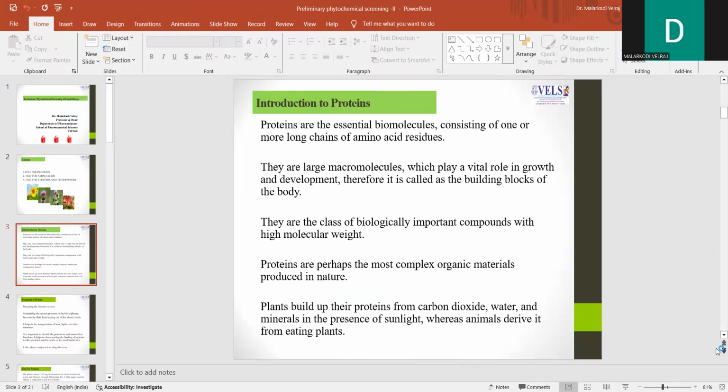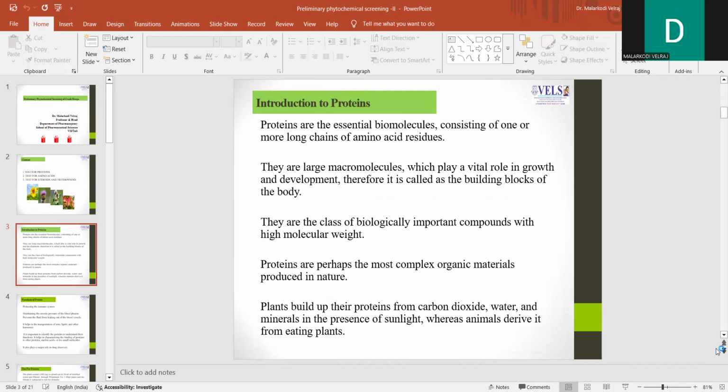First, going into depth, we know what proteins are. Proteins are essential biomolecules consisting of one or more long chains of amino acid residues. They are large macromolecules which play a vital role in growth and development, and therefore they are called the building blocks of the body. They are a class of biologically important compounds with high molecular weight.